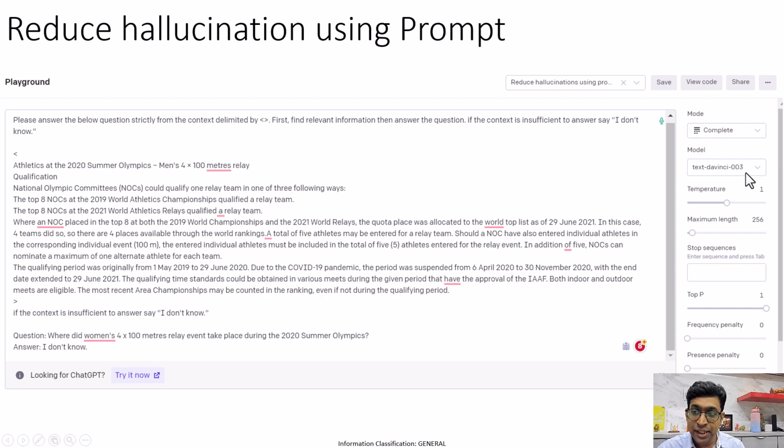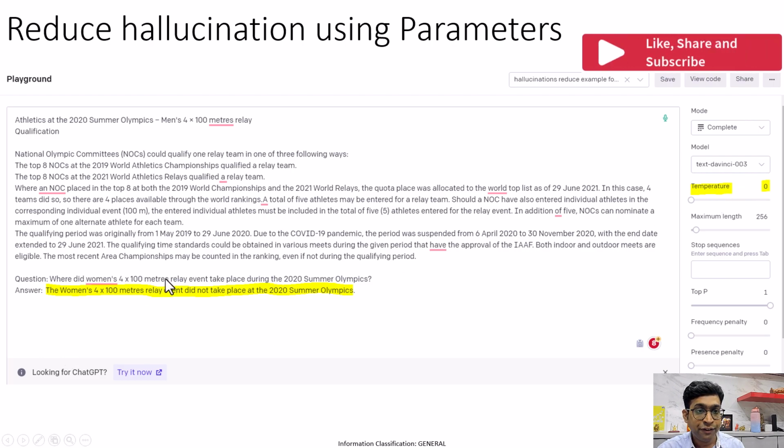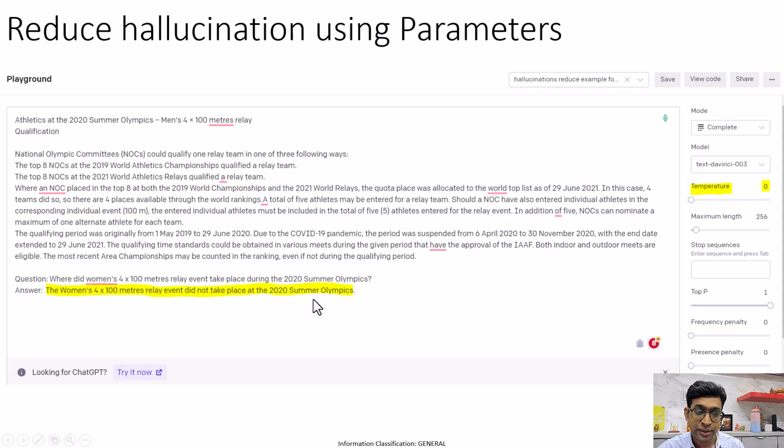Now, as you can see, the temperature is still 1. We are able to get an answer, I don't know. Let's try another technique where we change the temperature to 0. And now if you see, even with the old prompt, we are able to see that the answer is correct.